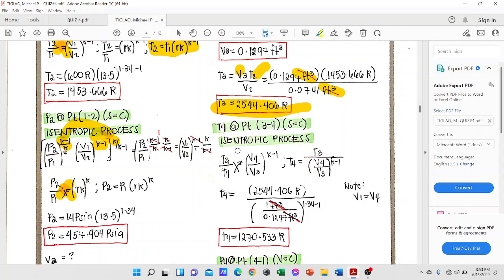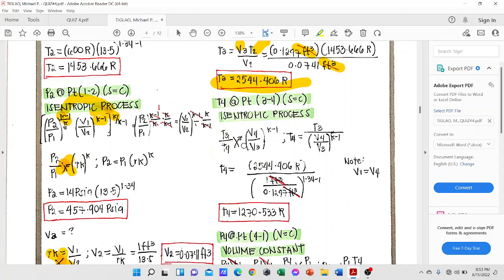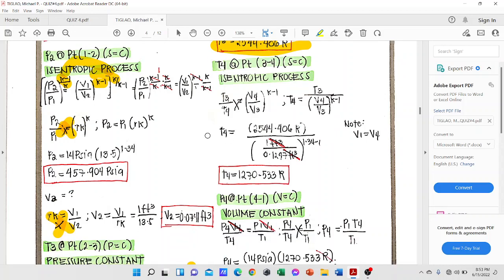Sa temperature 4 naman, yung ginamit kong process is process 3 to 4, yung isentropic process. Bali, ginamit kong formula is yung T-V^(k-1) formula para makuha ko yung temperature 4. Bali, T3 all over T4 is equals to quantity V4 all over V3 raised to K minus 1. Therefore, yung final formula natin is T4 is equals to T3 all over quantity V4 all over V3 raised to K minus 1. So, substitute lang natin yung mga values.